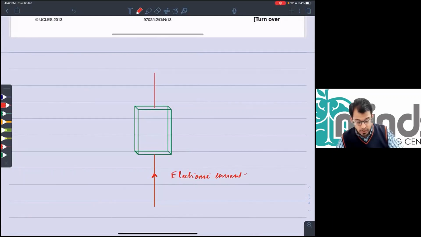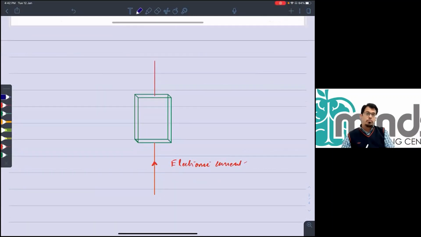Let's apply a magnetic field. That magnetic field is into the board. So how to draw into the board? For into the board, I'm drawing this sign, this cross. I hope you remember the cross means the magnetic field is into the board. I mean, if this is the surface, this is the piece of metal which I'm talking about, the magnetic field will be like this, just like this pencil going into the surface.